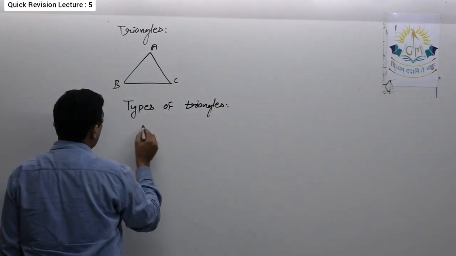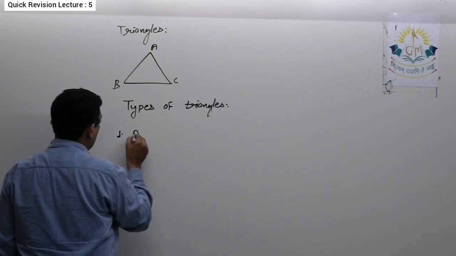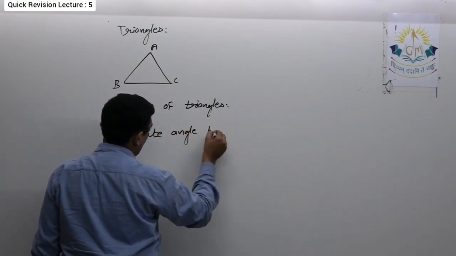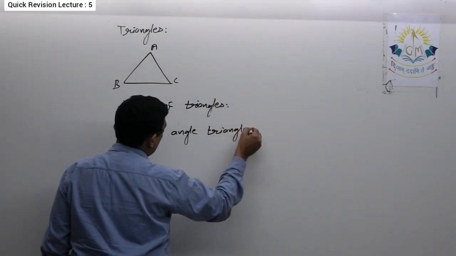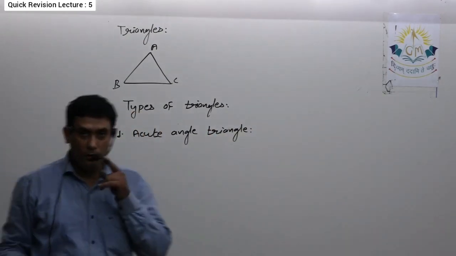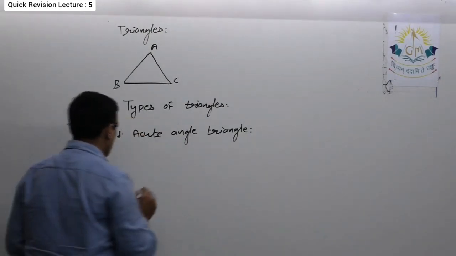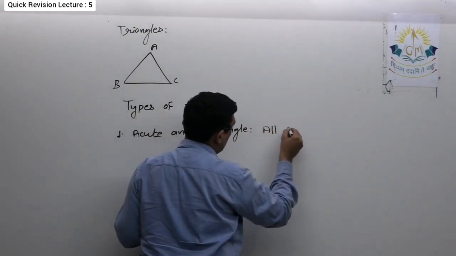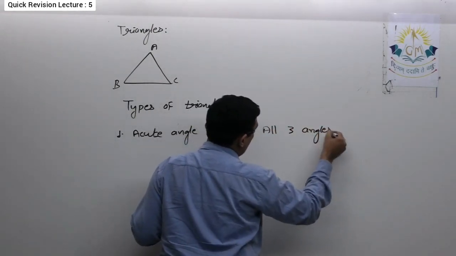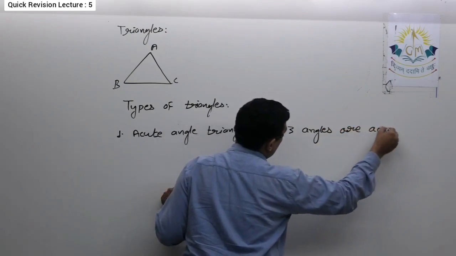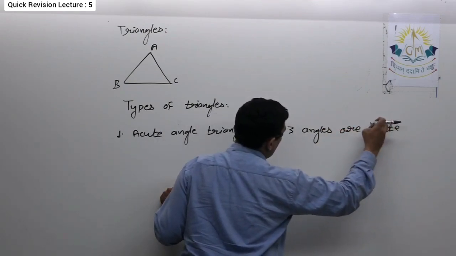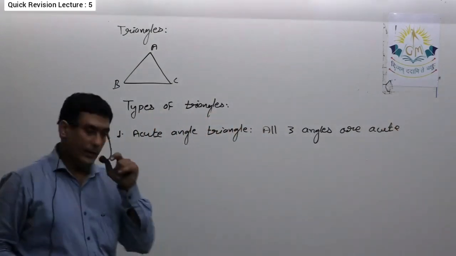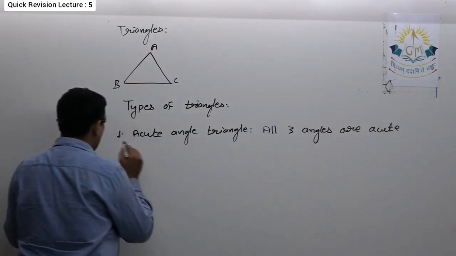Types of triangle. First is the acute angle triangle. A triangle whose all three angles are acute. Okay, what is acute? That we saw in the same lecture. That means an angle whose measure is less than 90 degrees and greater than 0 degrees. That is an acute angle triangle.